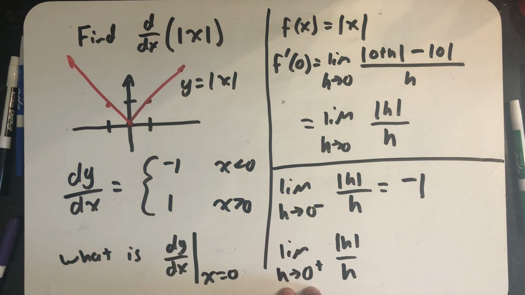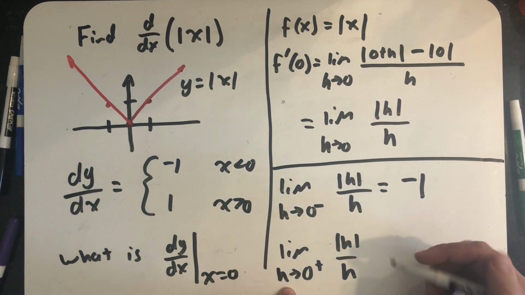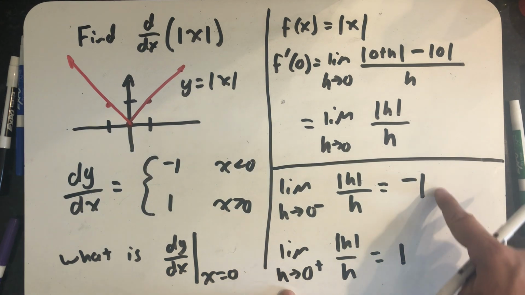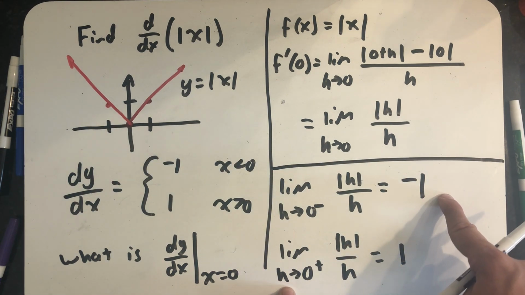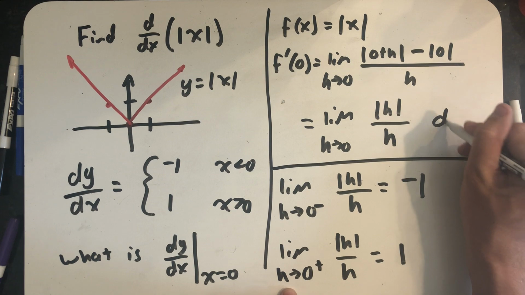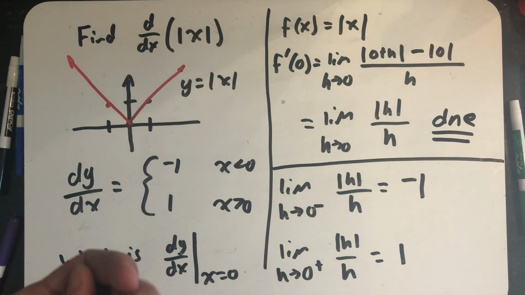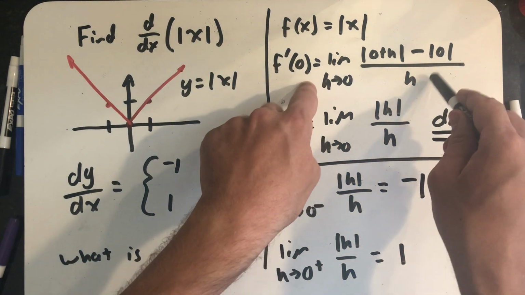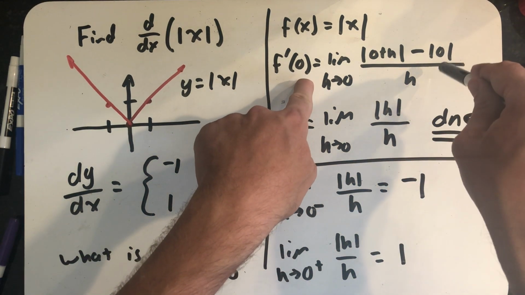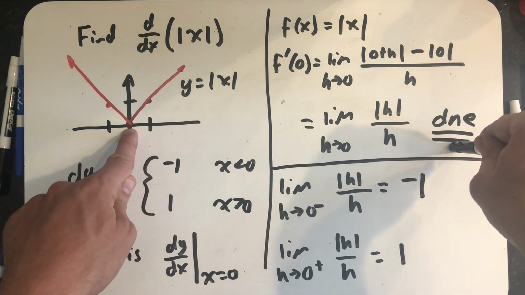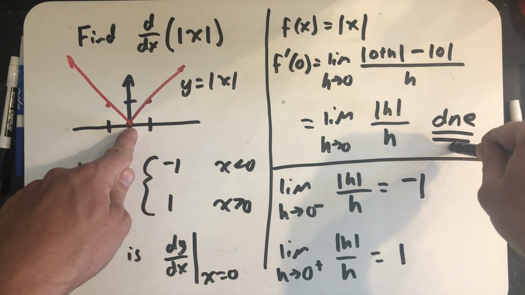All right, the limit as h approaches 0 from the right-hand side. Well, if I'm approaching 0 from the right-hand side, that means h is positive. And I'll get positive 1. Well, if my one-sided limits are different, then my two-sided limit does not exist. Okay, the derivative of a function is the limit of the difference quotient provided that limit exists. Well, this one doesn't. The absolute value function doesn't have a derivative at the origin.